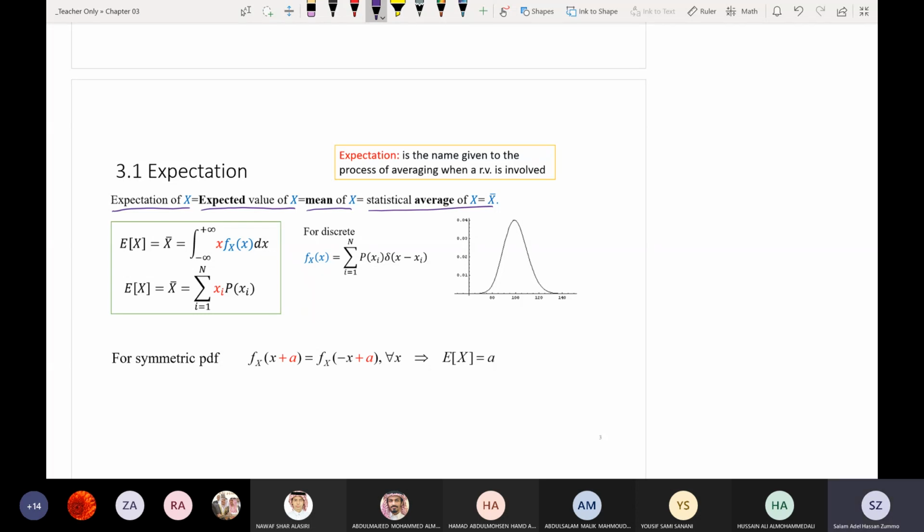Okay? Now, expected value, the word comes from the notion that for this random variable, the expected value, the typical value expected, is the average. So the expected value of a random variable is the average value. And this is why they call it expected value. And the operation that we just did is called expectation, the process of averaging when the random variable is involved.